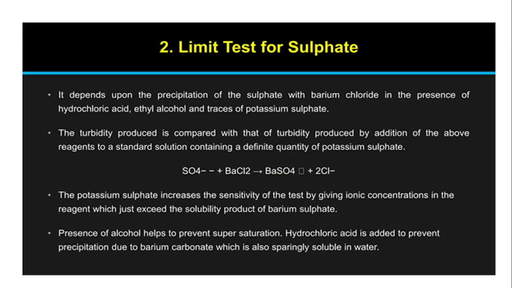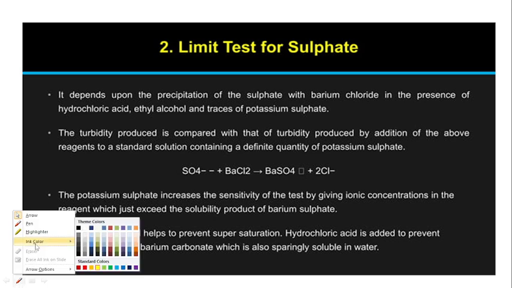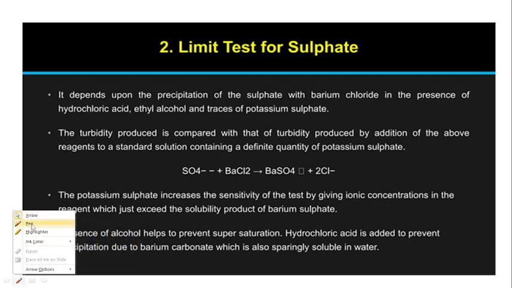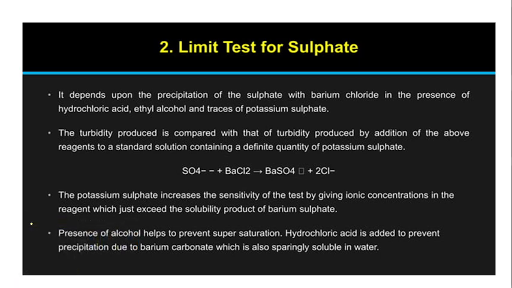Now there is another test, the limit test for sulfate. It depends upon the precipitation of sulfate with barium chloride in the presence of hydrochloric acid. If we want to know about sulfate in a solution, we first go with barium chloride, BaCl2, in the presence of hydrochloric acid, HCl. Then we use ethyl alcohol, C2H5OH, and traces of potassium sulfate. These are the basic chemicals required for testing sulfate.